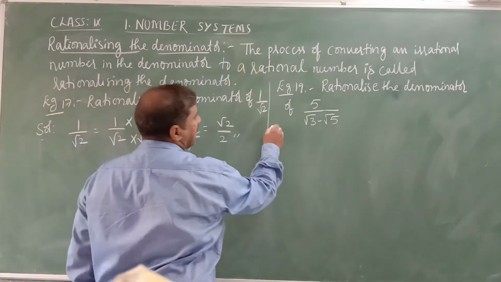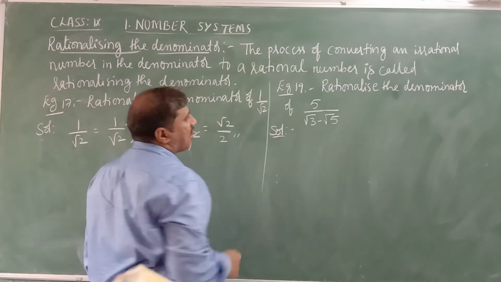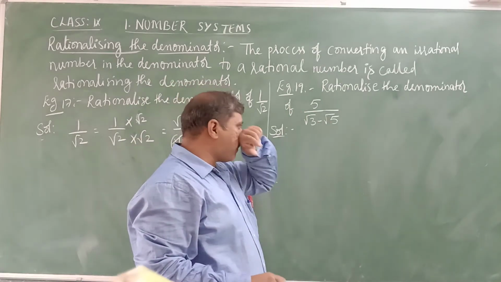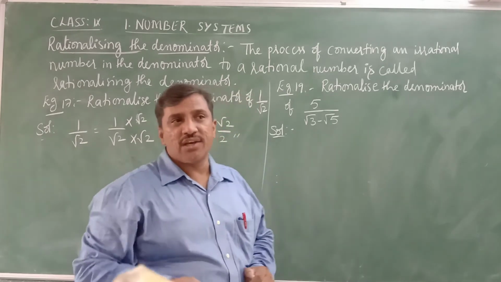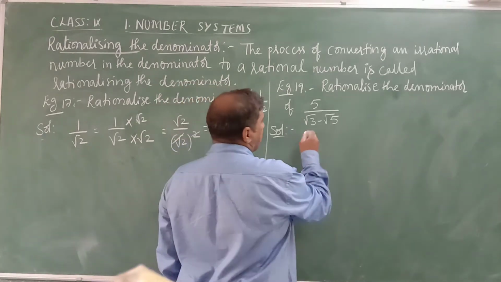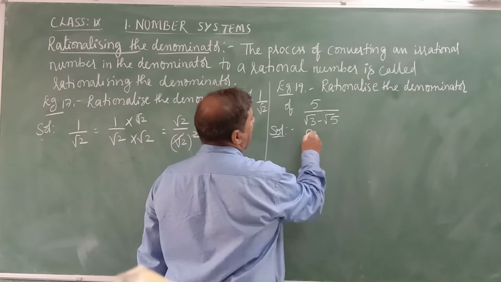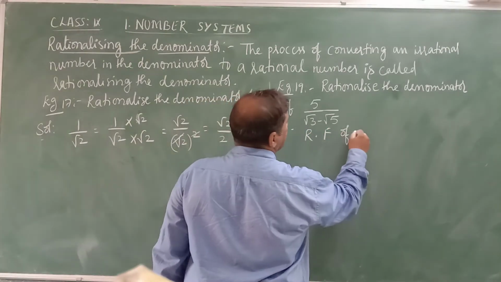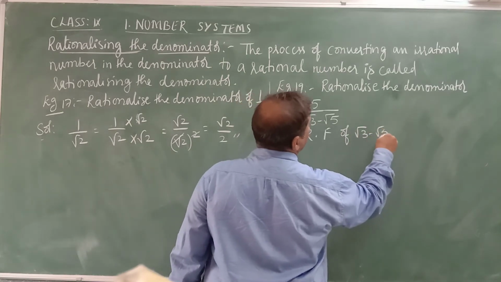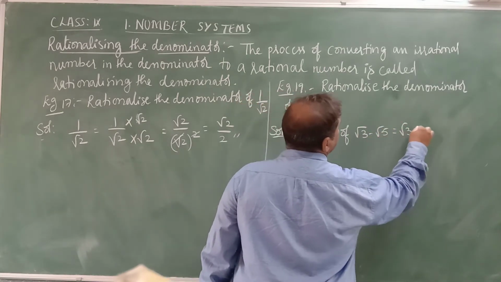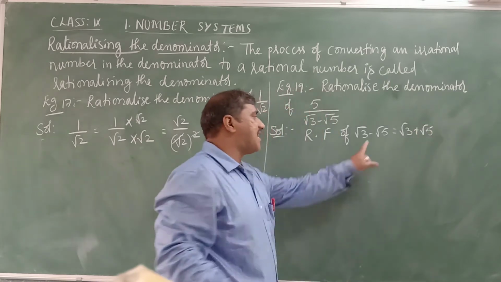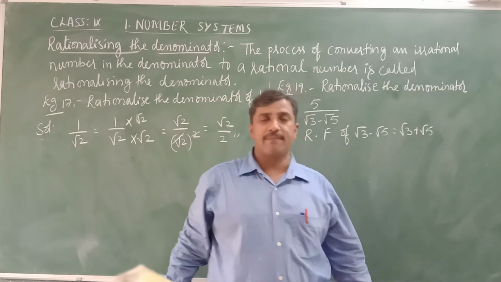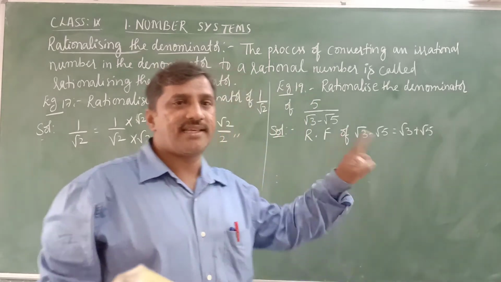Now example 19. Rationalize the denominator of 5 by root 3 minus root 5. So we have to multiply, using the identities or using the rationalizing factor. Find the rationalizing factor of the denominator root 3 minus root 5, which is root 3 plus root 5. Just change the sign: plus as minus, minus becomes plus.